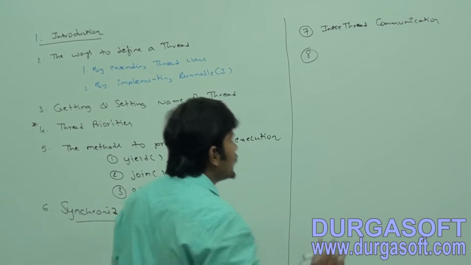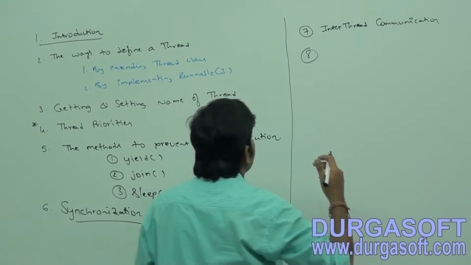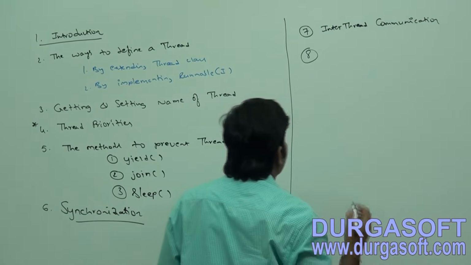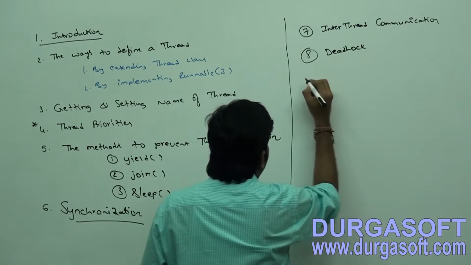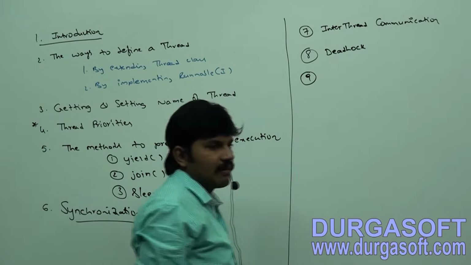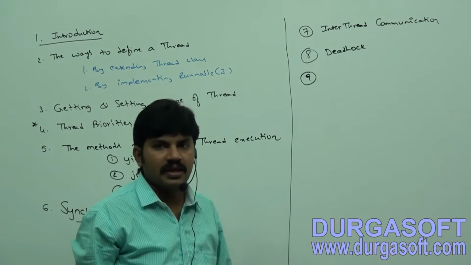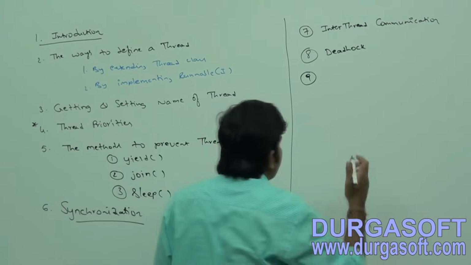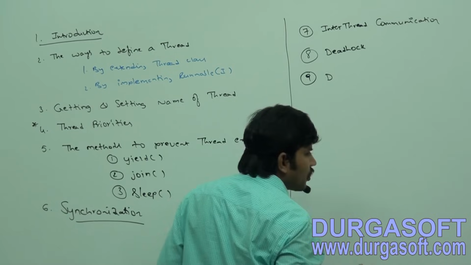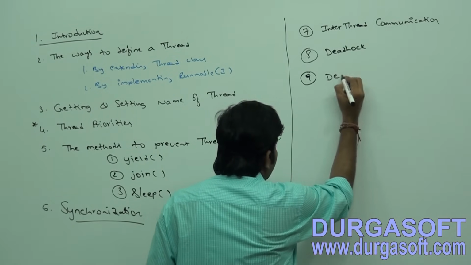After inter-thread communication, the next concept here is deadlock. A lock without a key is nothing but deadlock. What is the purpose of deadlock? How is the deadlock going to come? How you can resolve it, I will explain.